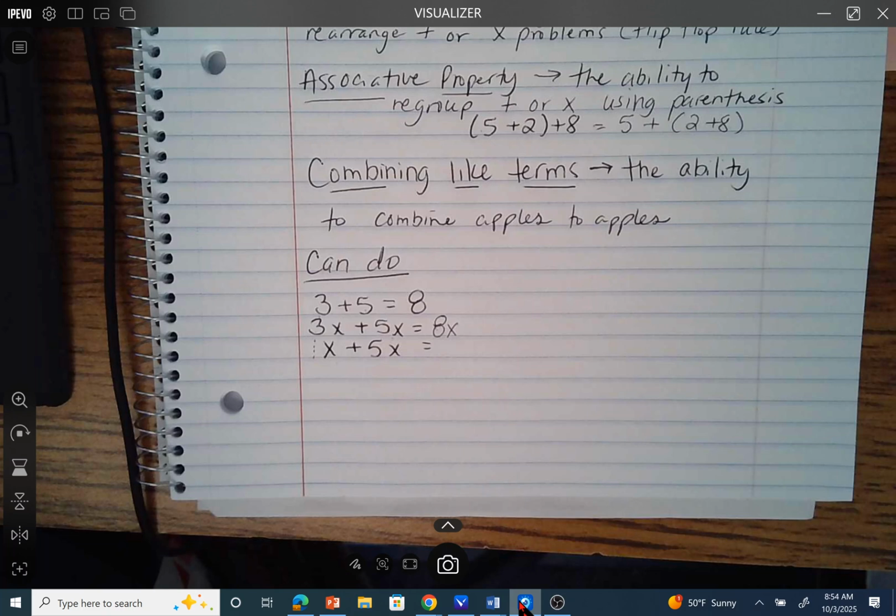6x. Yep. Sorry, I was doing 8 and 2, so I was about to say 9. So yeah, this is considered 1 apple. Any x by itself, just hanging out, is 1x plus the 5 other x's. We have 6 x's.